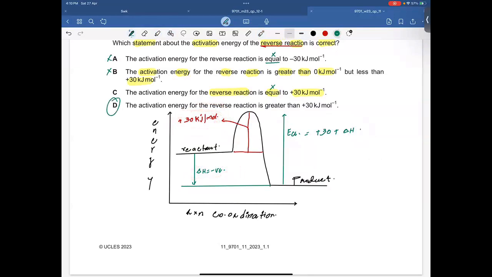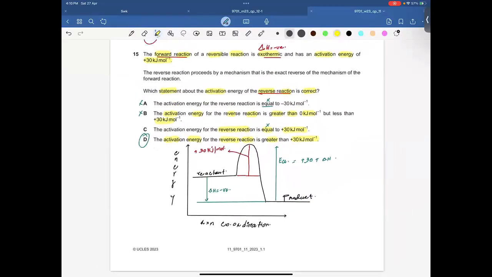The right answer is going to be D. Let me check what D is talking about. Activation energy for the reverse reaction is greater than plus 30. That's right. This value must be greater than 30 because it is a sum of delta H and activation energy. So I think D is going to be the right answer.